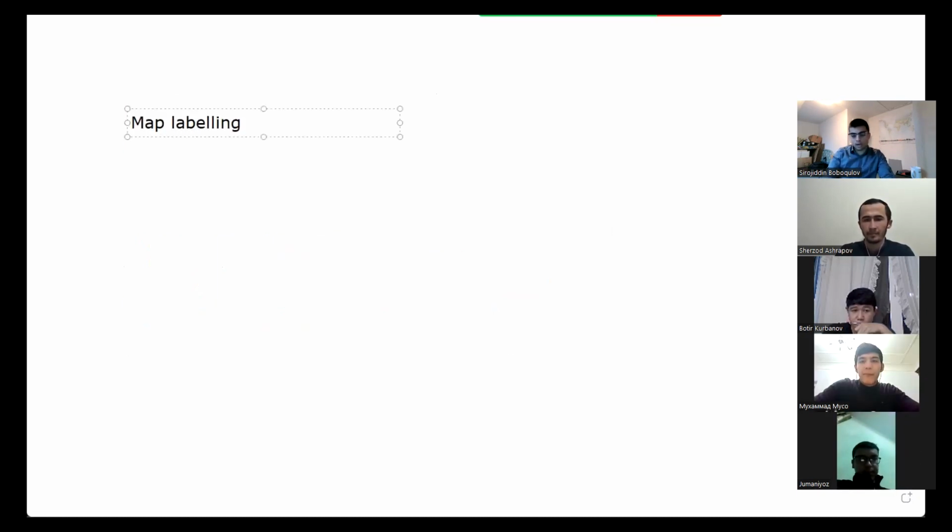Now we will talk about map labeling. Okay, so map labeling, guys. In map labeling, as the name refers, first you are going to have a list of places, right? So a list of places. Let's make it like 1, something, 2, something, 3, something, 4, something, and 5, something.